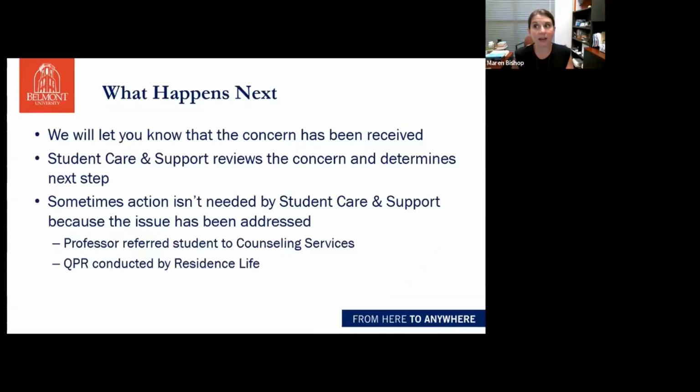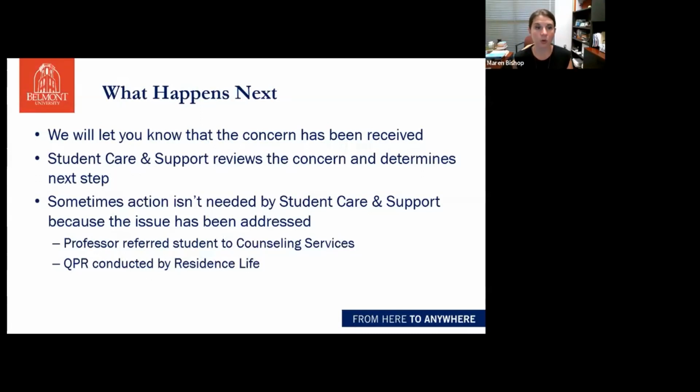Now, what happens after that student concern comes in? So we will always let the person who submits the concern know that it has been received. So Maxient will send an automatic email just letting you know that the form has been submitted. Our office will also contact you in case we might have additional questions that we want to follow up on, or just to let you know a human being has reviewed it and we're going to be taking it from there.